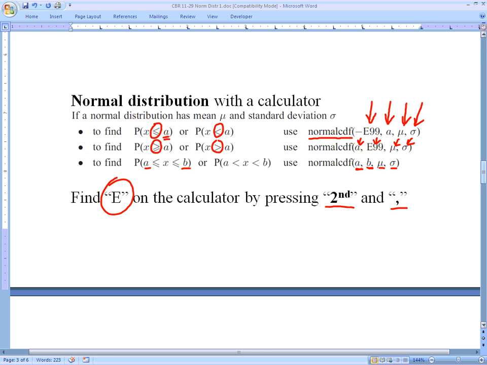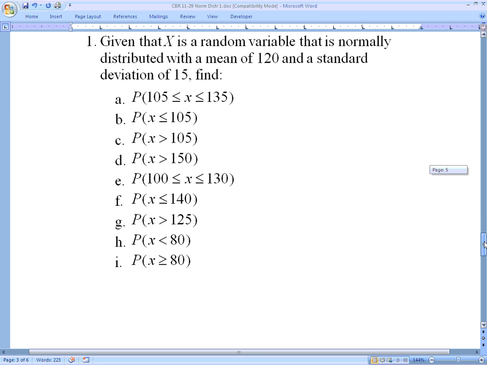And again, if there is no highest number, we use E99 to represent positive infinity. And if there's no lowest number, we use a negative, not a minus sign, but a negative sign, E99, to represent negative infinity. So let's take a look at some of these.